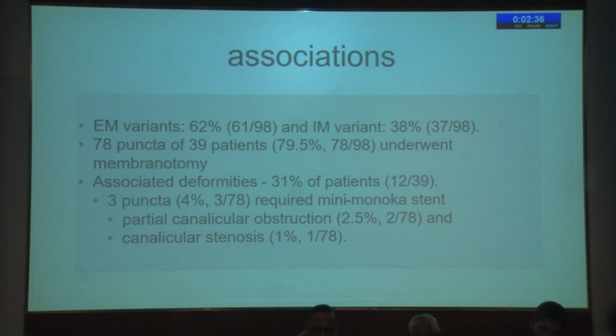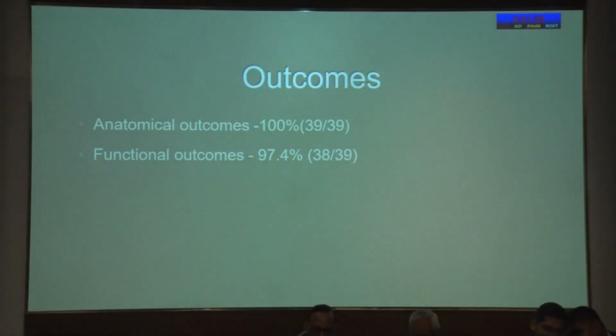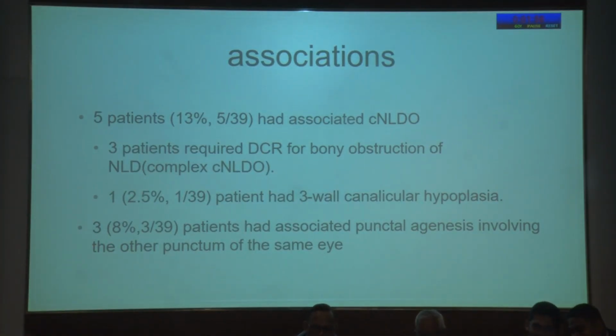We had a total of 78 puncta of 39 patients who underwent membranotomy. There were associated deformities present, in which 31% of the patients in total, 3 puncta required mini Monoka stenting. Partial canalicular obstruction was found in about 2.5% and canalicular stenosis in 1%. Both these required stenting. We had 5 patients with associated CNLDOs. 3 patients required DCR for this due to the bony obstruction, and 1% had a 3-wall canalicular hypoplasia. 3 patients had associated punctal agenesis involving the other puncta of the same eye.